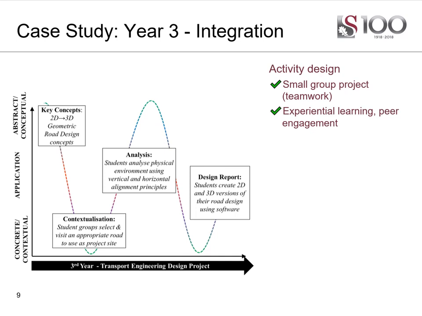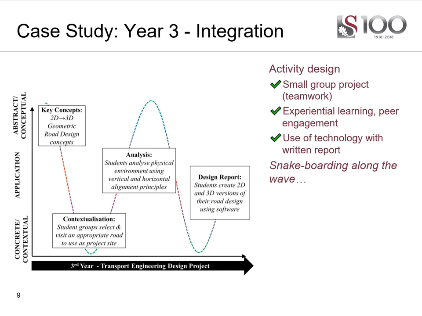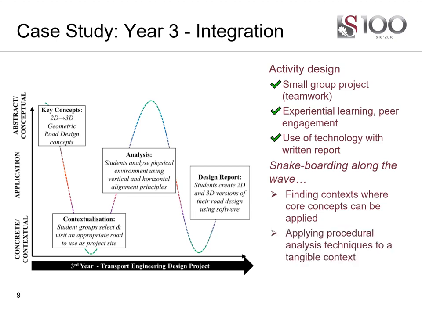This case study is designed to use elements of experiential learning, peer engagement, and teamwork to simulate a real-world engineering application, including tasking them with the use of software and translating technical information into a readable report. The students snakeboard up and down the wave to integrate the know, be, do elements of learning engineering. They start with the conceptual and look for a contextual scenario where the concepts can be applied. Then they apply the analysis and design principles and procedures to create their solution, and integrate these elements into a final design report where they have to use the road design software.